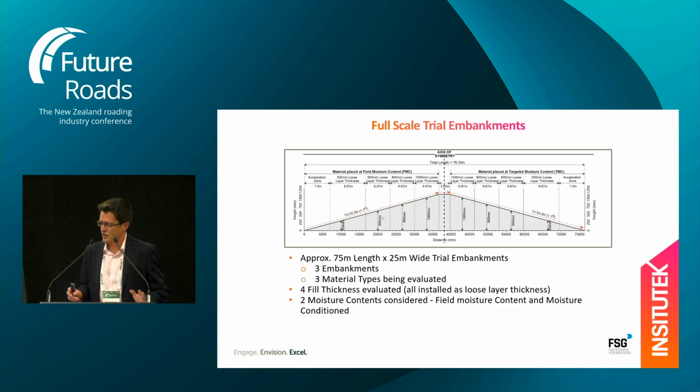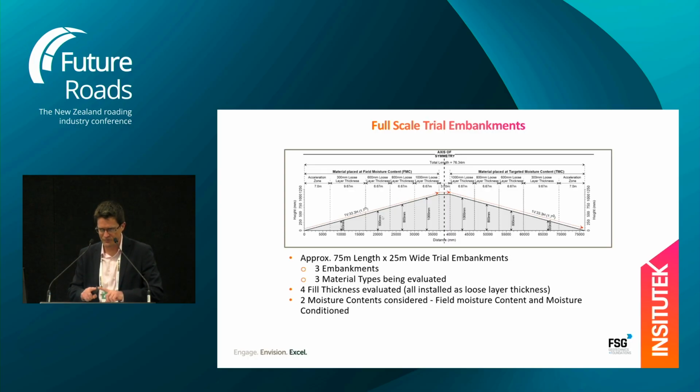It was done for a large construction project. What's interesting about it is that they actually placed material in lifts beyond what they believed the rollers could achieve. So it was 300 mil, 600 mil, 800 mil, and a meter. And so they were looking to demonstrate two things. One is how deep the rollers could compact, and then secondly, methods to be able to assess the stiffness of the material.